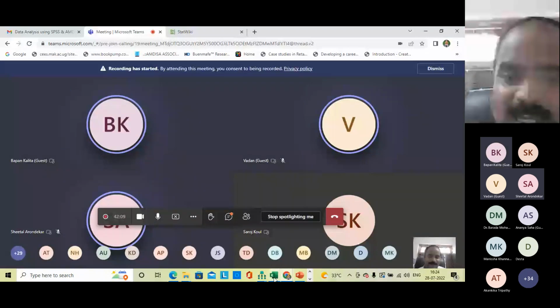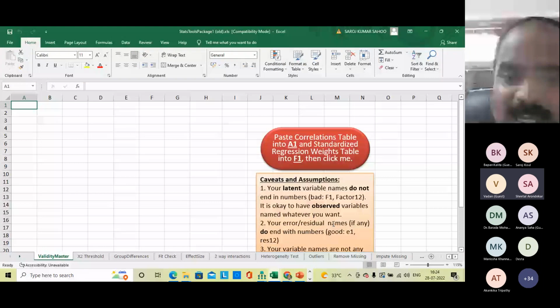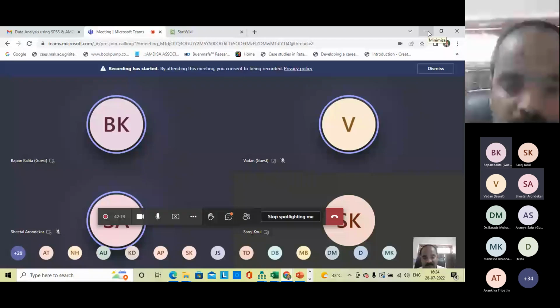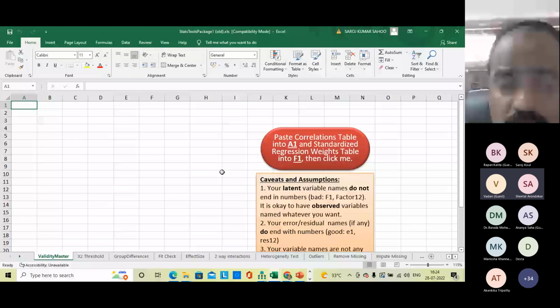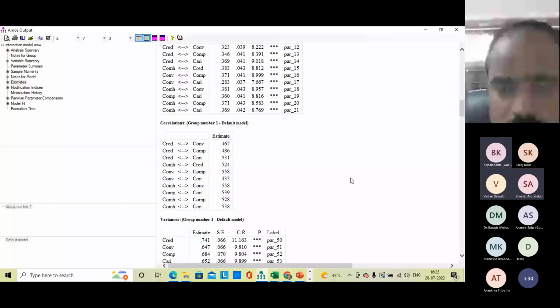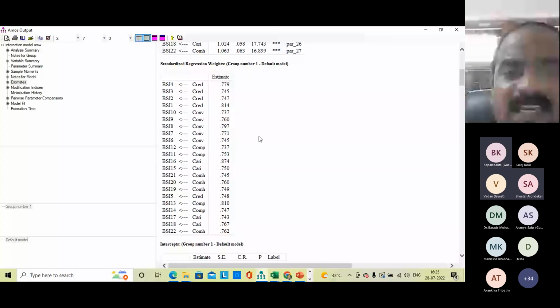Now you ask the question, listen carefully, all of you. All of you are there in this Excel sheet? Yes, sir. Go to the output file of AMOS. Go to the standardized regression weight. Look at my screen. Click. Then copy. Done.